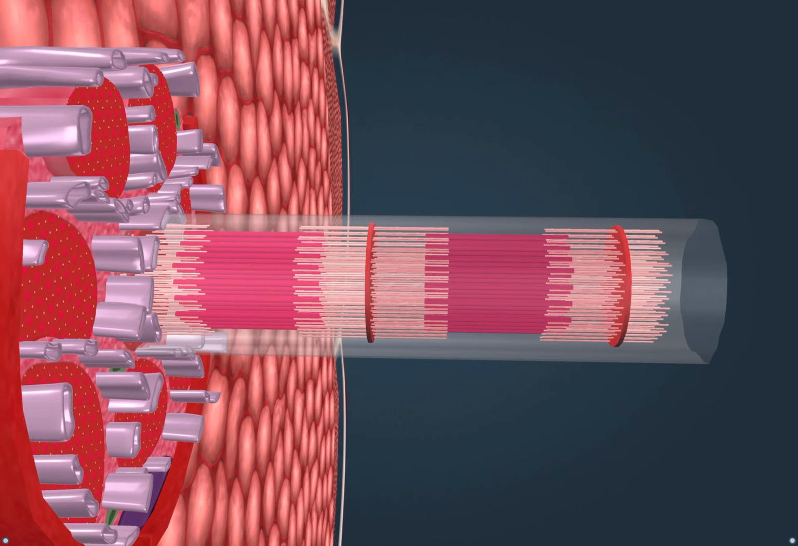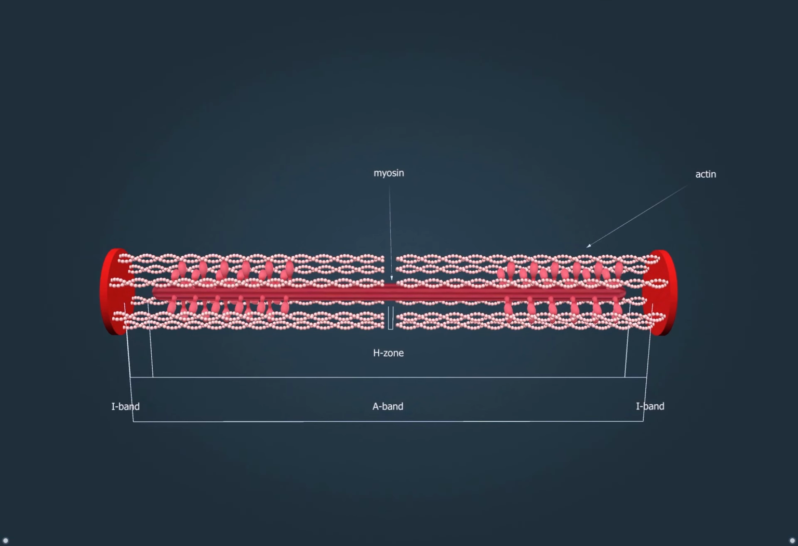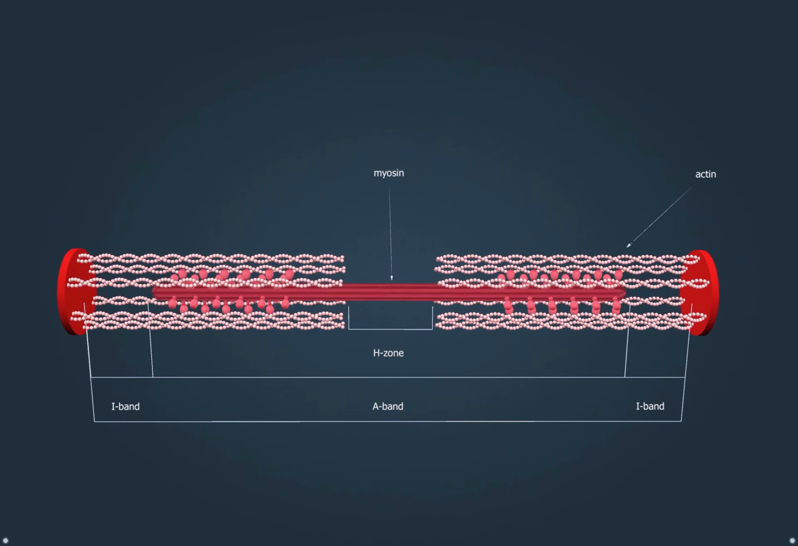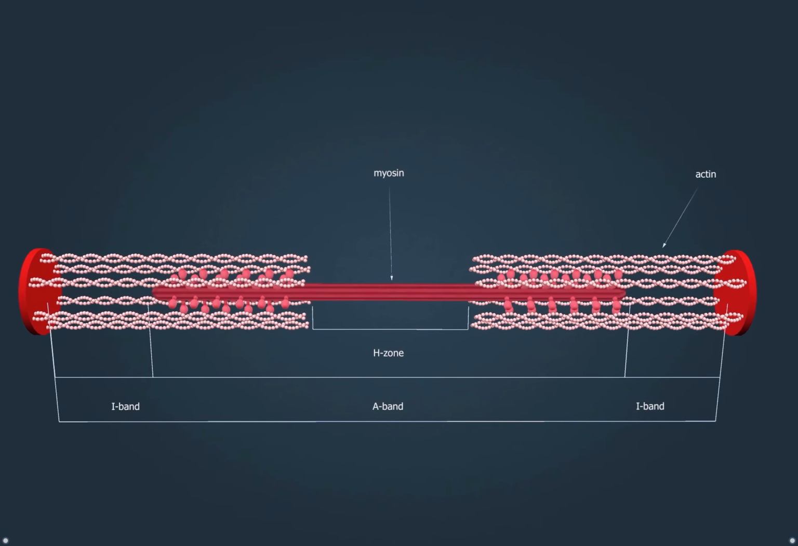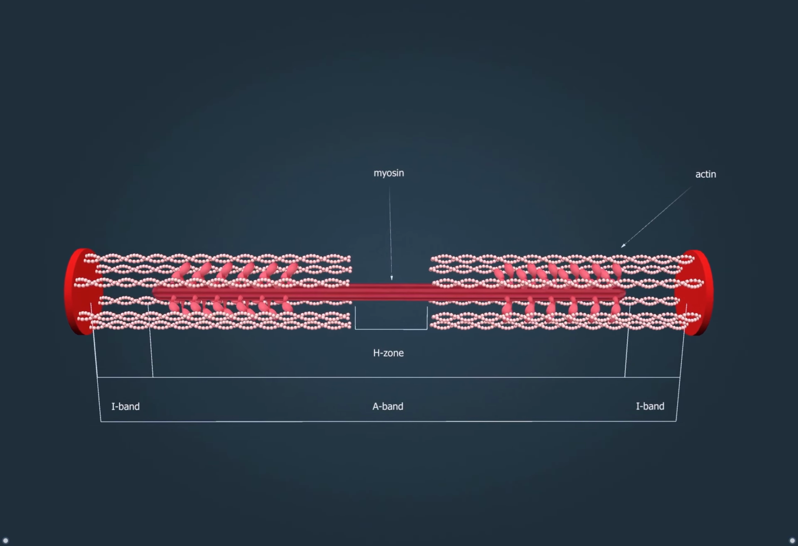Actin and myosin are bundled in myofibrils, which have a characteristic striated structure due to the organization of the actin and myosin filaments. This is why skeletal muscles are also called striated muscles. The band that contains myosin is called the A band. The H zone, located within the A band, only contains myosin, while the I band only contains actin.